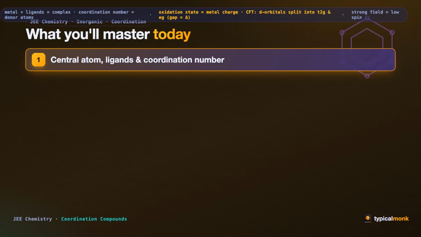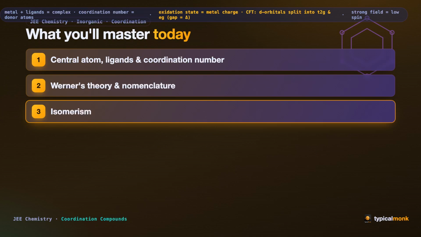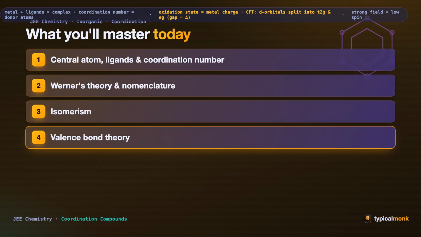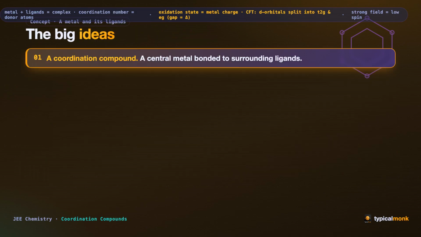Here is what you will master today. First, the central atom, ligands, and coordination number. Second, Werner's theory and nomenclature. Third, isomerism. Fourth, valence bond theory. And fifth, crystal field theory, one idea at a time. Let us set the foundation.